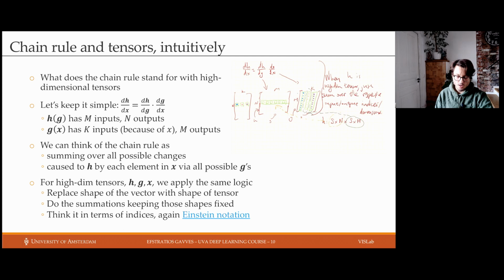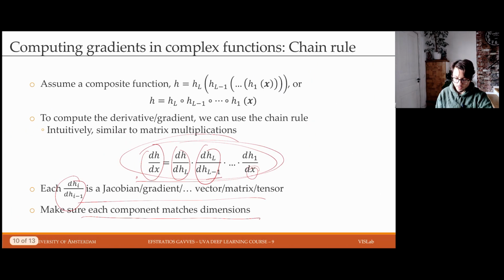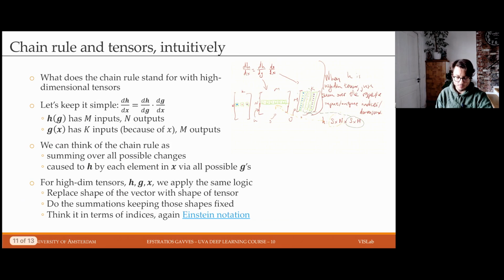Intuitively, what does the chain rule and the tensor stand for? I think that's nice to understand because, again, when we are moving to tensors, things start becoming less intuitive. When we've got vectors and matrices, this expression is actually quite straightforward. It's just matrix multiplications, but with higher order tensors, things become a bit more involved. Again, for the simple 2D case, it's a matrix multiplication. So let's start with that.